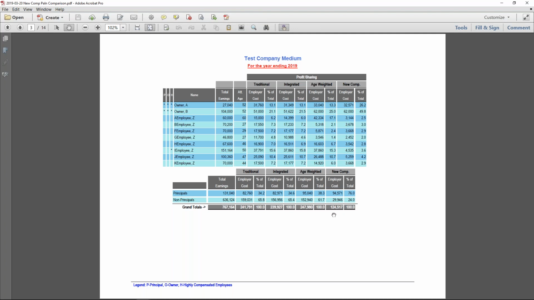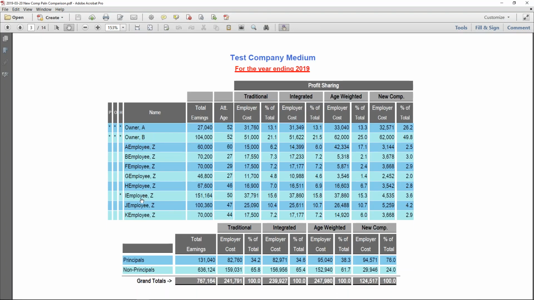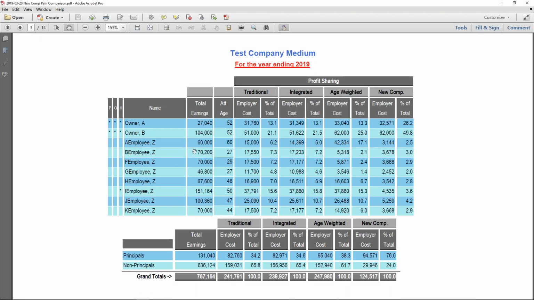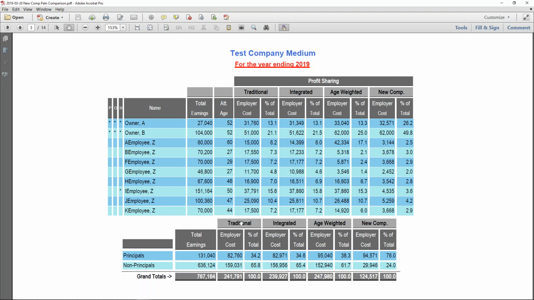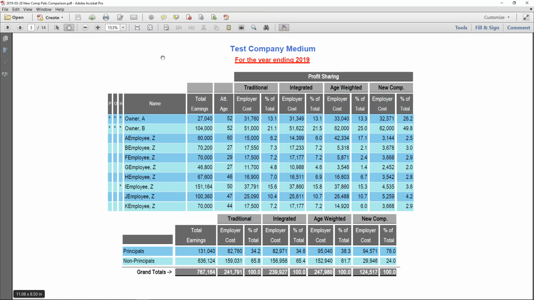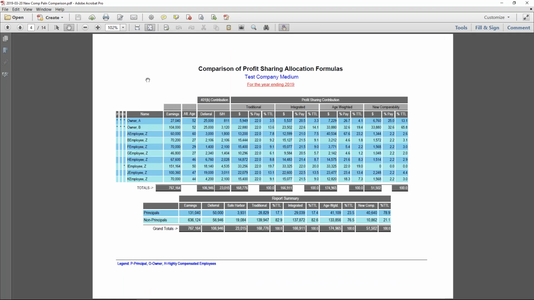So this is a great sample here. In fact, let me make it a little bit bigger. This is a great sample to show the comparison between these. Most companies that have a profit sharing do the traditional. They just, 5% to everybody, 6% to everybody. If you're trying to target a specific group of people, that is a suboptimal way to do it.